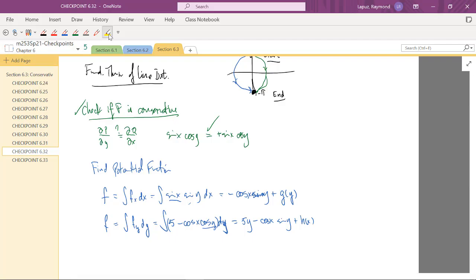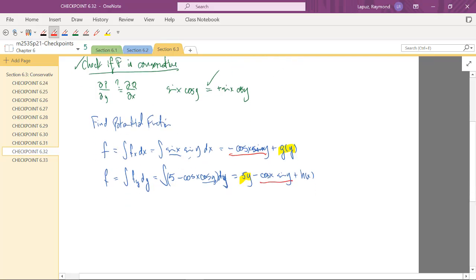All right, so we have a function of y here that probably could correspond, and then we have the function itself agreeing with a negative cosine x sine y. So it looks like our potential function f of x, y is equal to 5y minus cosine x sine y, and a constant if you want, but we'll just go with this.